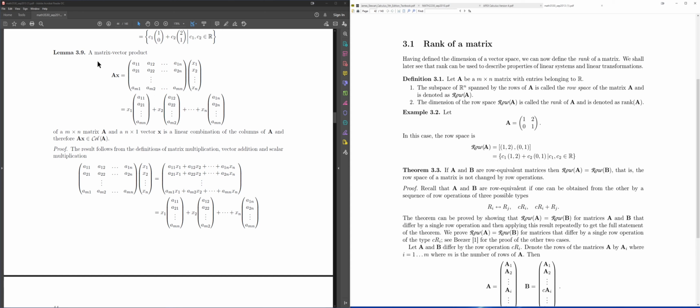Okay, so let's notice some basic things about multiplying a matrix against a vector. Here I have an m by n matrix, capital A.